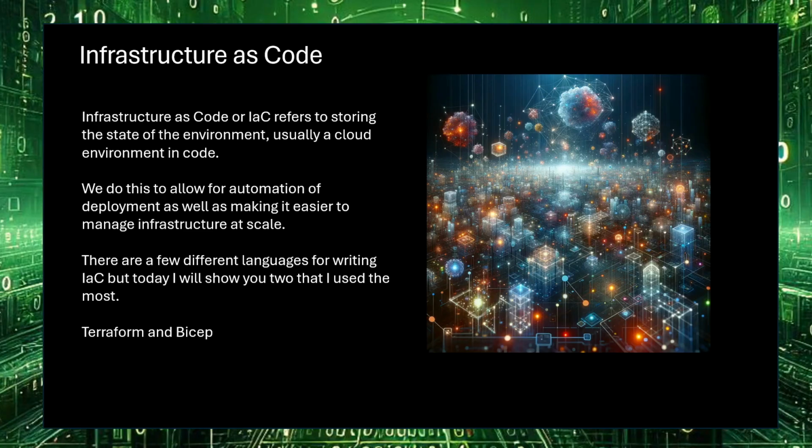Okay, now we've seen an example of CI/CD. It makes sense to start talking about infrastructure as code. Infrastructure as code, or IaC, refers to storing the state of the environment, usually a cloud environment, in code. We do this to allow for the automation of deployment, as well as to make it easier to manage infrastructure at scale. There are a few different languages for writing IaC, but today I'll show you two that I use the most, and that's Terraform and Bicep. So let's jump into another demo, and I'll show you what these two languages look like and what we're doing when we're using infrastructure as code.